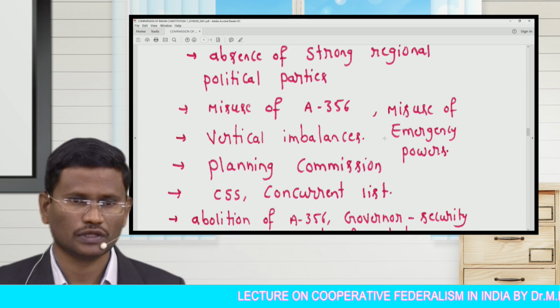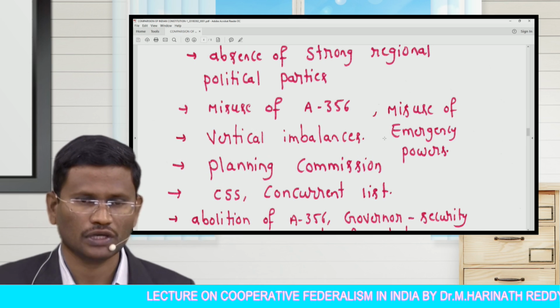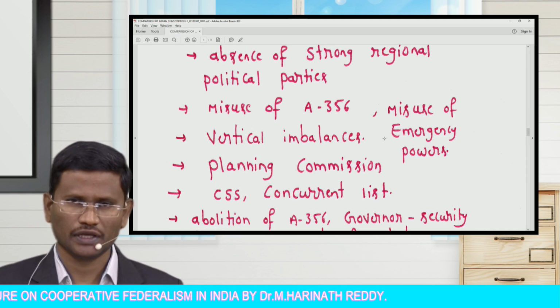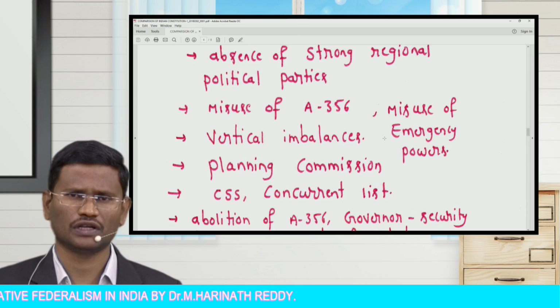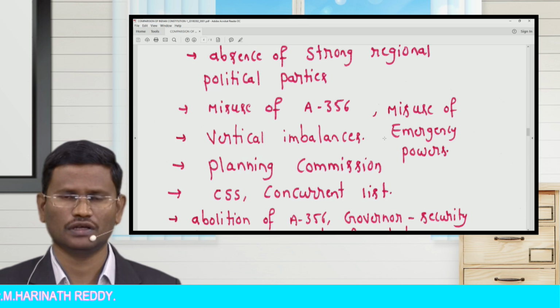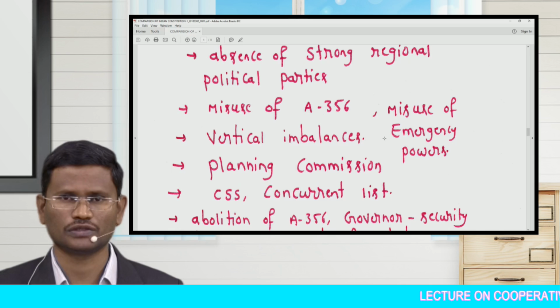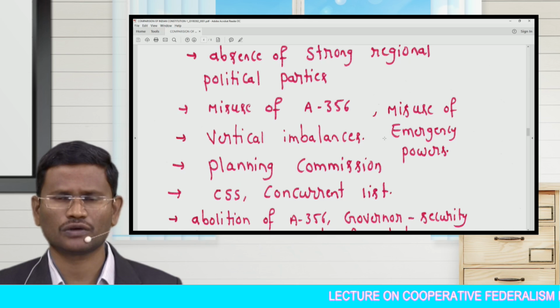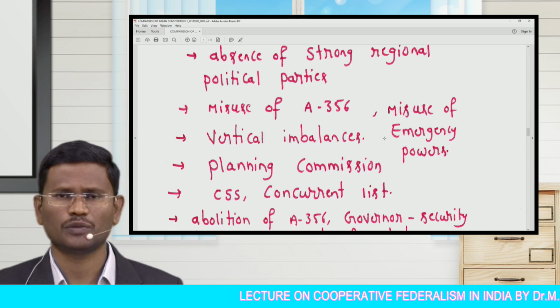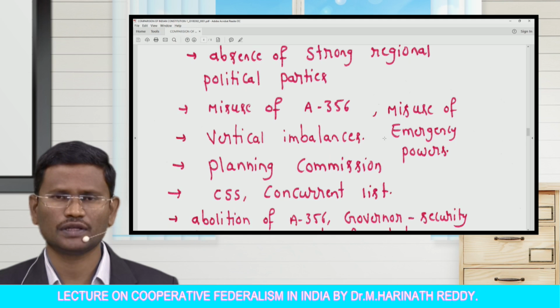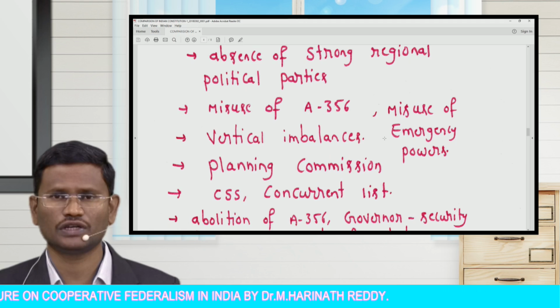See, post-1989, because of the emergence of strong regional political parties, it became necessary to have the support of the regional political parties to form the governments at the national level. From 1989 up to 2014, at the national level, we had coalition governments, and the survival of the coalition governments depended on the support of the state political parties. So this is the phase where we see the remarkable maturing of Indian federalism.